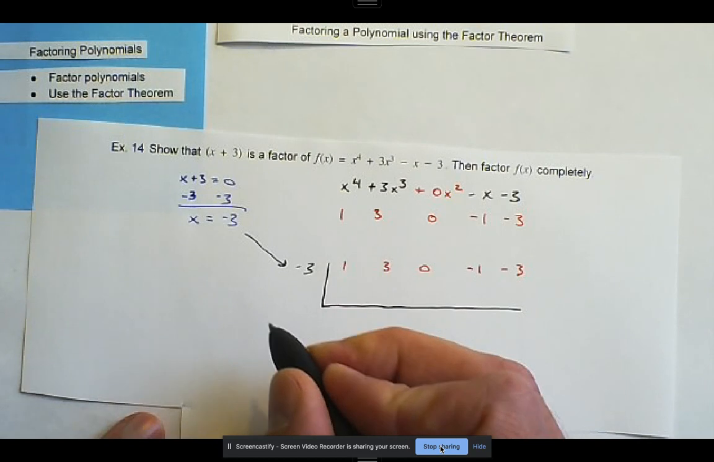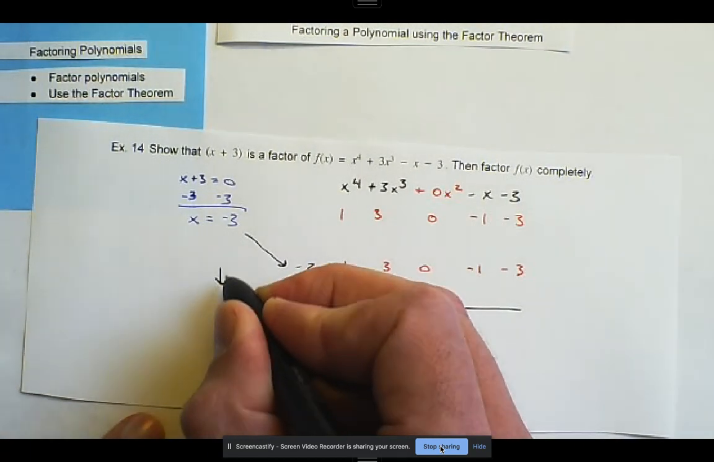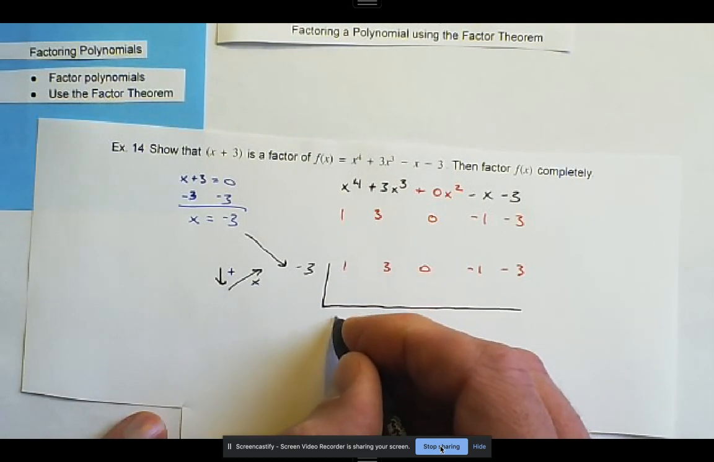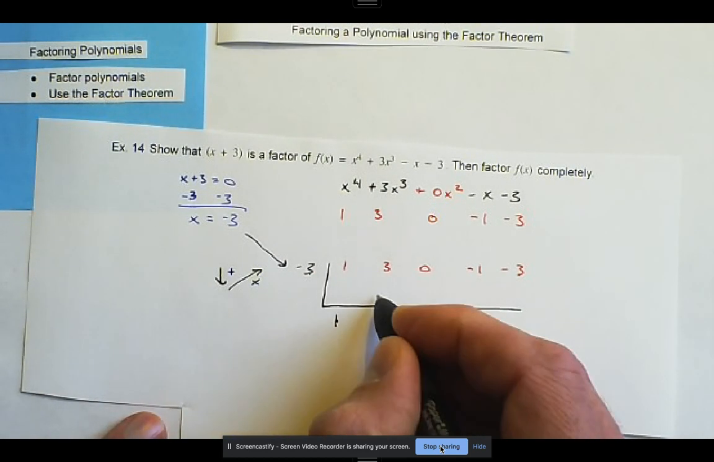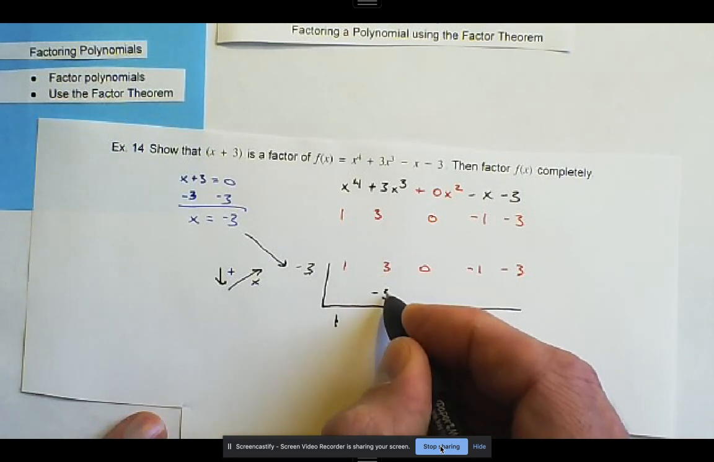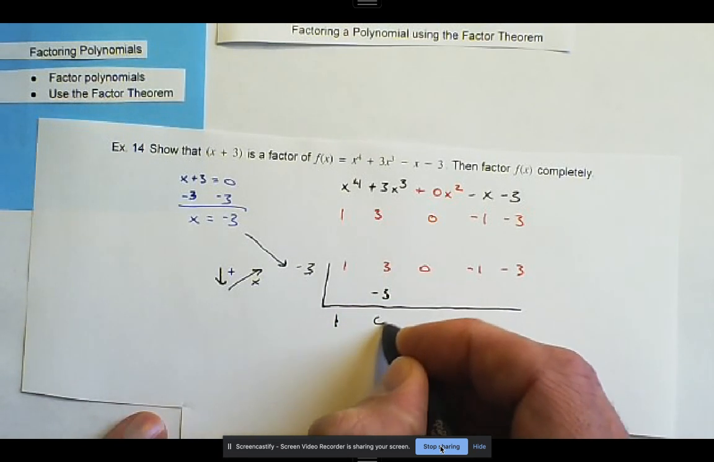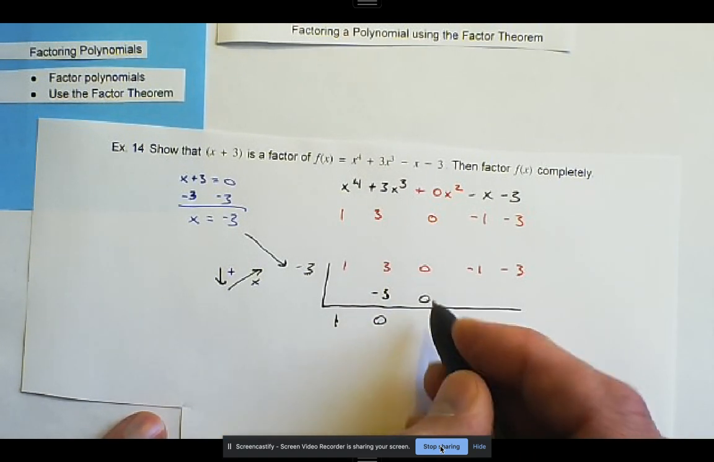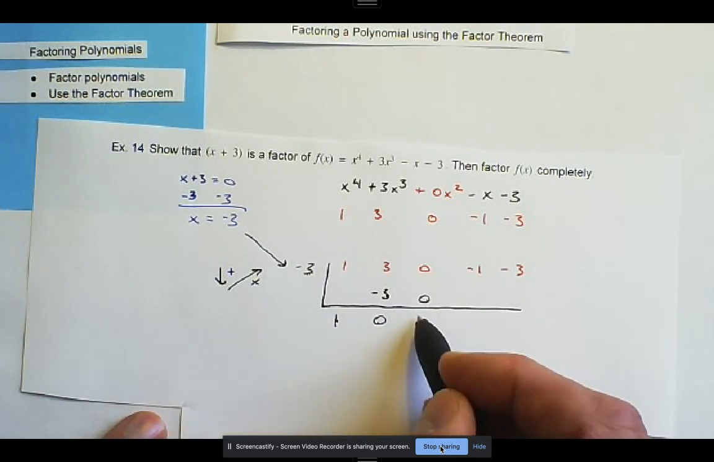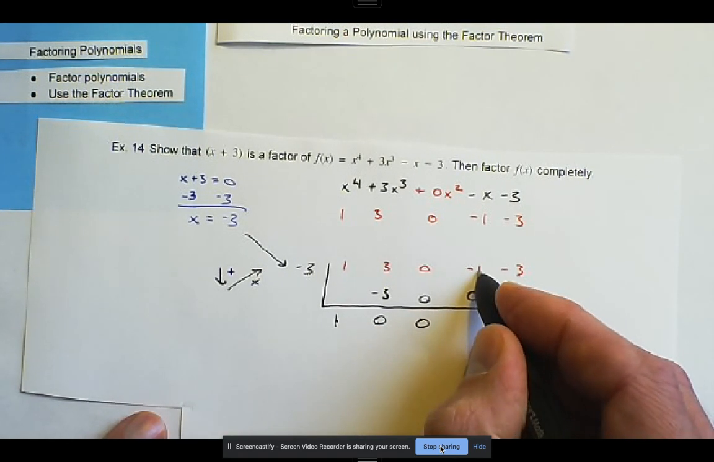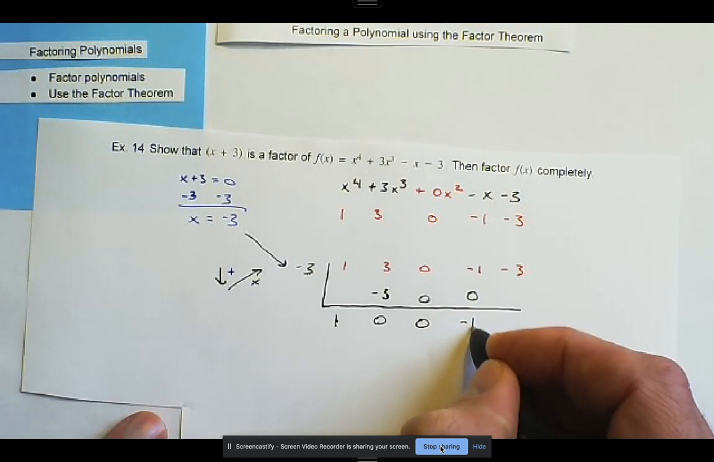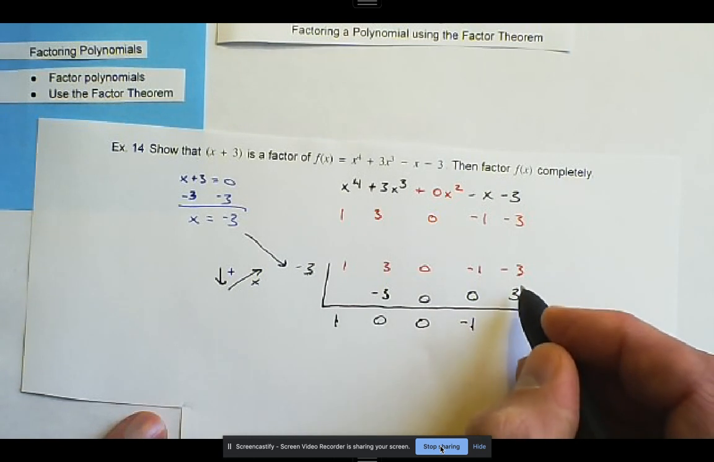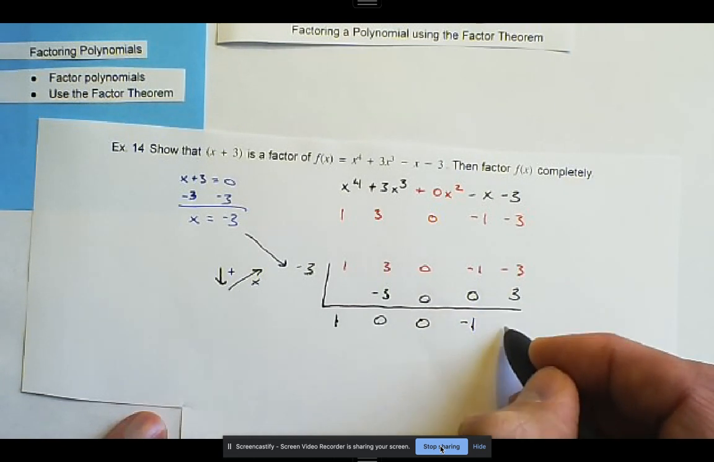And we remember that we are going to add down and we're going to multiply on the diagonal. So 1 plus 0 is 1. -3 times 1 is -3. 3 plus -3 is 0. -3 times 0 is 0. 0 plus 0 is 0. -3 times 0 is 0. -1 plus 0 is -1. And -3 times -1 is 3. -3 plus 3 is 0.